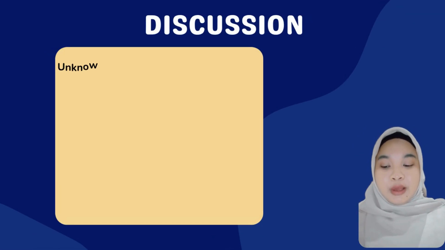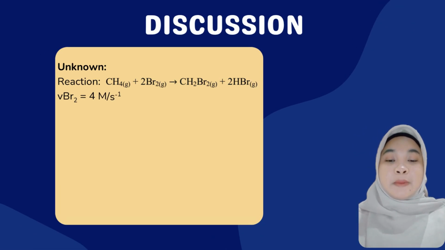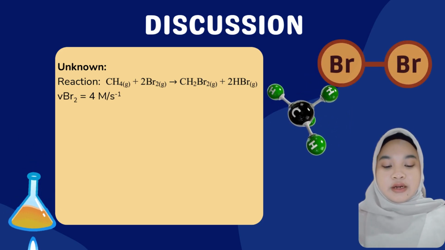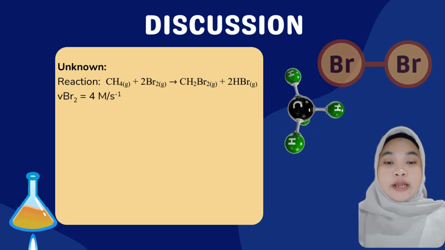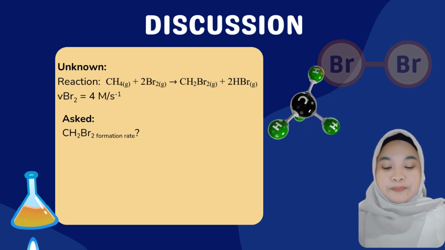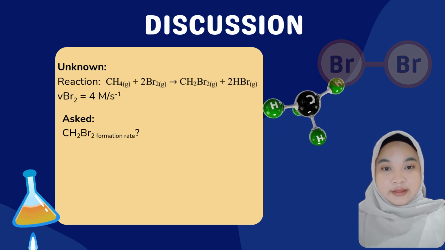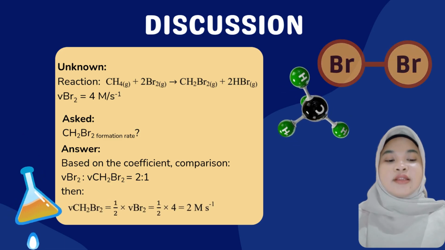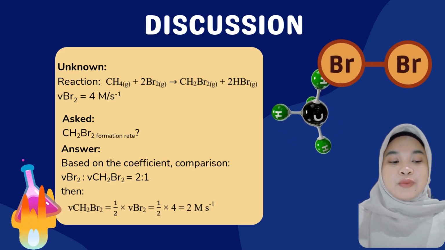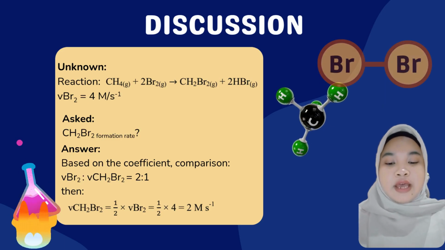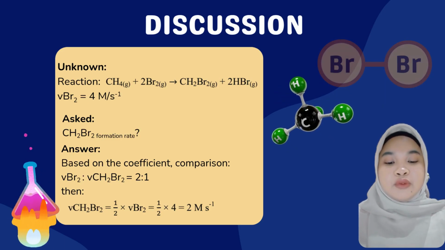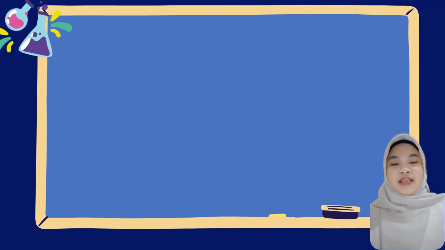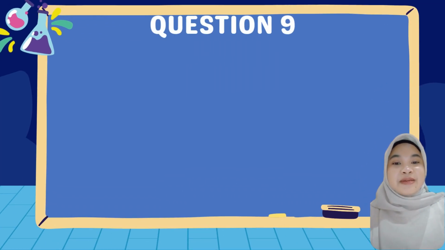Discussion. And now, reaction: methane plus bromine produce CH2Br2 plus 2HBr. Reaction rate of Br2 equal to 4 M per second. Ask, CH2Br2 formation rate. Answer, based on the coefficient comparison 2 to 1, then reaction rate CH2Br2 equal to 1 per 2 times V of Br2 equal 1 per 2 times 4 equal to 2 M per second. Now, we have question number 9.